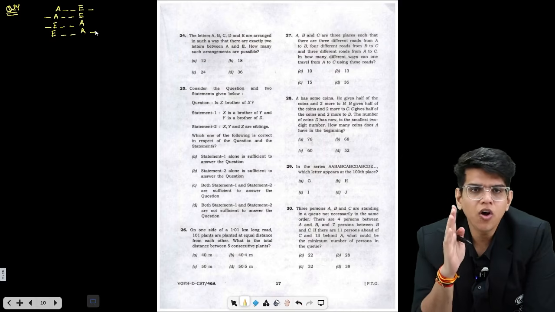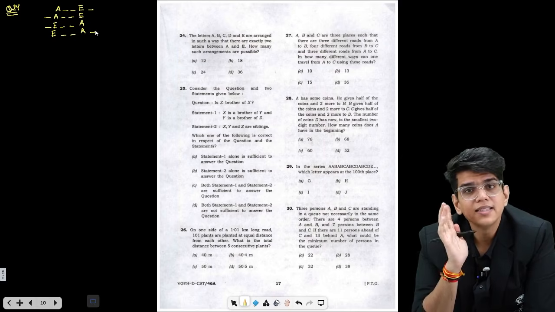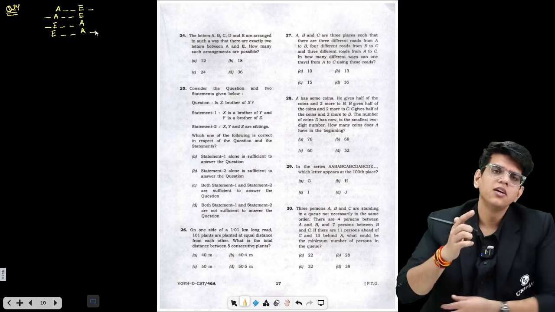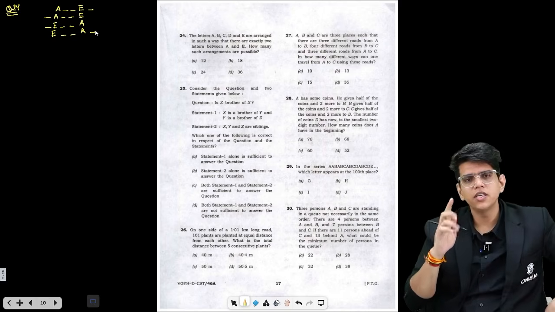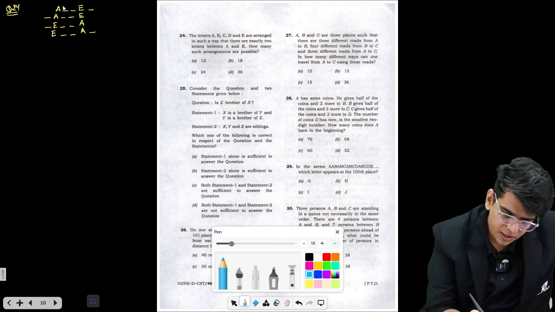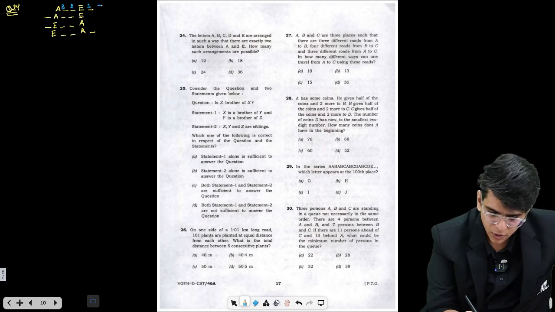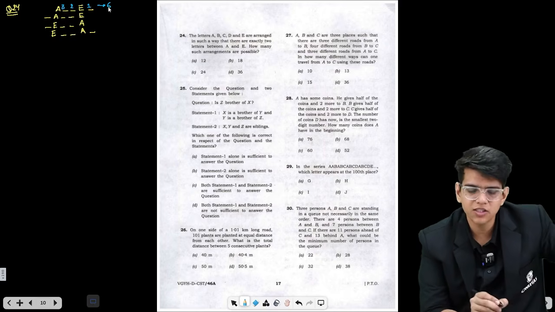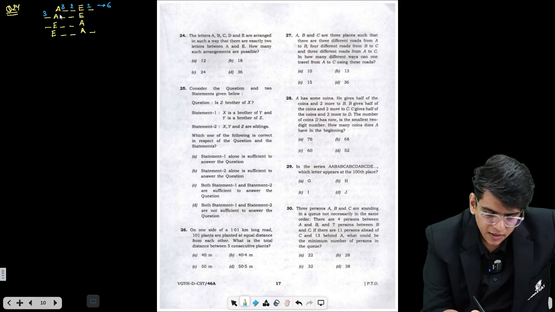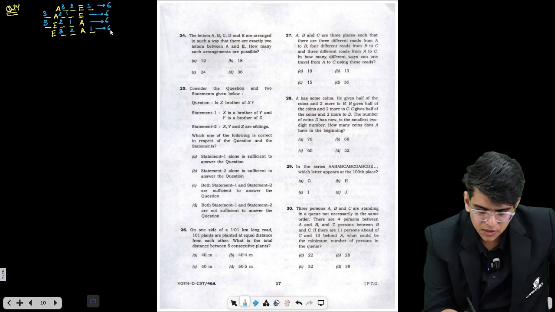Now A and E are already sitting, right? So what we need to do is fill the remaining positions. 3 people are remaining. So we can have 3 people here, 2 people here, 1 person here. If you multiply 3 into 2 into 1, it is 6. There are 6 such cases. Similarly, 3, 2, 1, 6 cases from this one, 3, 2, 1, 6 cases from this one, 3, 2, 1, 6 cases from this one.